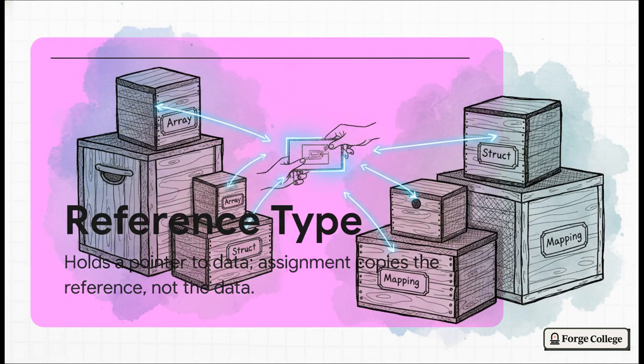Now, reference types, they behave completely differently. Arrays, structs, mappings, these are massive objects. The EVM doesn't want to haul all that heavy data around. So a reference type variable is really just a paperslip holding directions to the real boxes. If you copy a reference variable, you aren't copying the boxes at all. You're just handing your friend a duplicate paperslip. You both now have directions pointing to the exact same set of boxes.